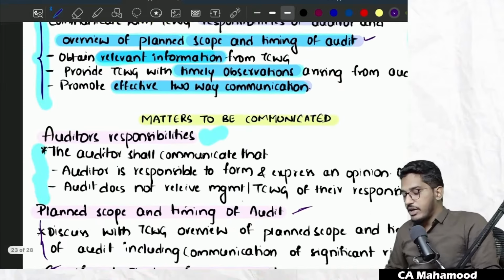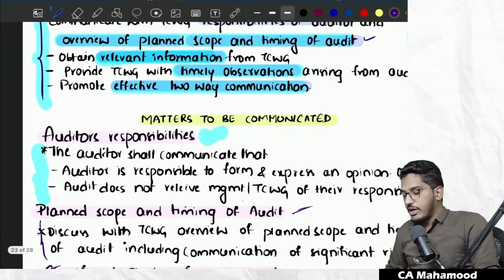So what specifically will you say there? You will say that the auditor shall communicate that the auditor is responsible only for expression of opinion. You have to tell them, sir, I am responsible only for expression of opinion. And also you should say that just because of the appointment of the auditor, the management and those charged with governance will not be relieved from their responsibilities. So you should even communicate that audit does not relieve management or those charged with governance of their responsibilities.